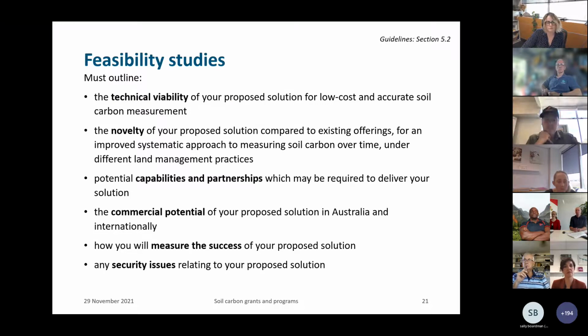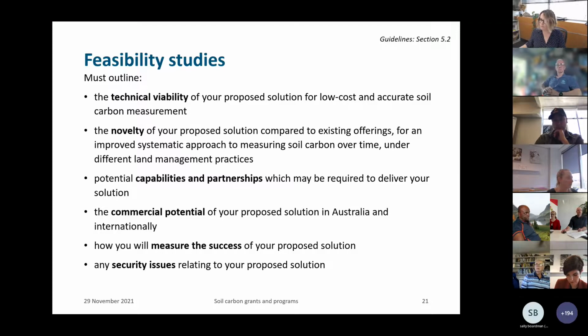At risk of sounding like a broken record, the feasibility studies should outline the technical viability, its novelty compared to existing offerings, potential capabilities and partnerships that may be required to deliver your solution, the commercial potential in Australia and internationally, how you will measure the success, and any security issues you may anticipate. Just moving on to eligible expenditure.